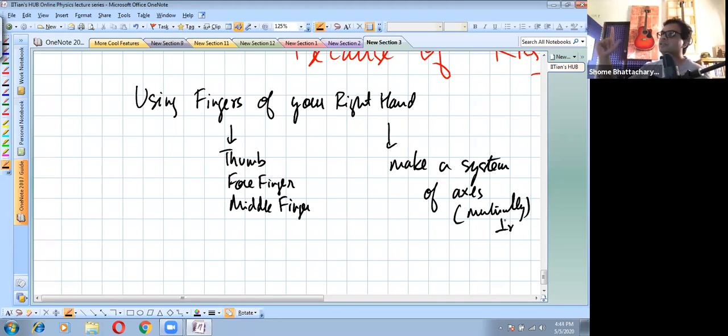Using your forefinger, that is this one, your middle finger, which is this one, and your thumb, which is this one, point them in perpendicular directions. Okay. Now the convention that we follow. Now once you've done this, now the right hand convention.